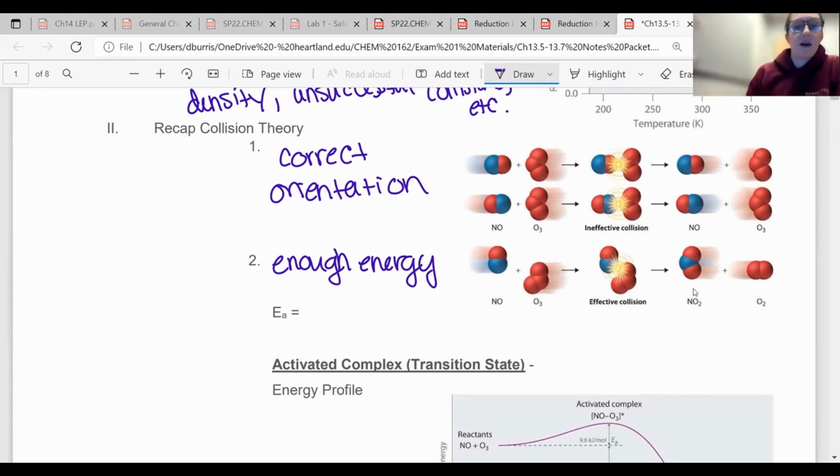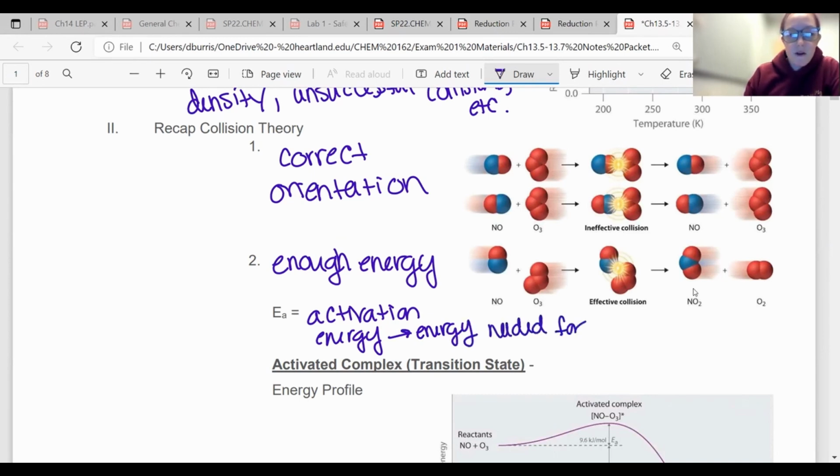And what is that energy called? We talked about this before. This is the activation energy. Okay, and that's going to be represented as Ea, energy of activation. So essentially here, I'll give you a definition for that. You should probably already know, but it is the energy needed for a successful collision.